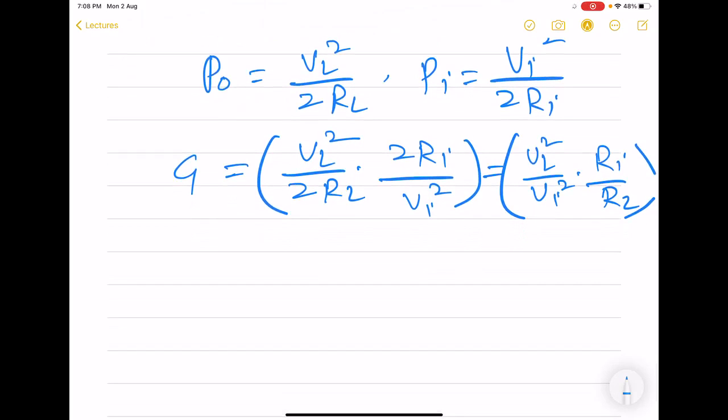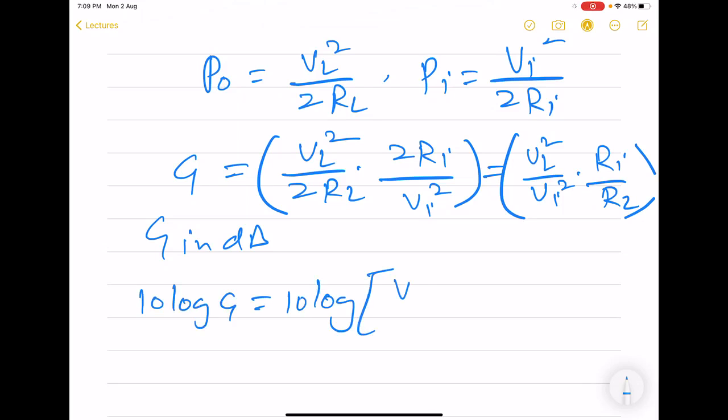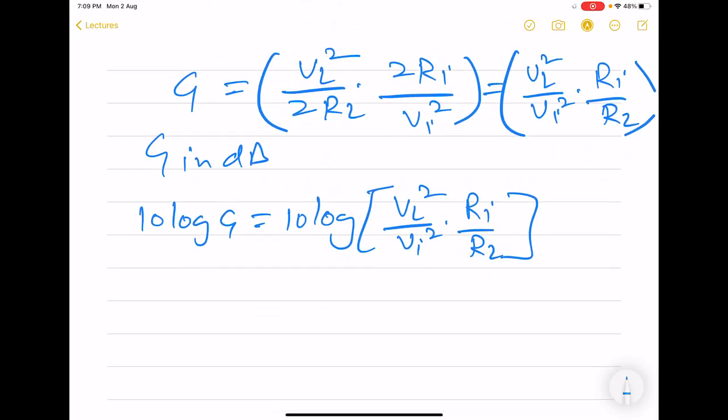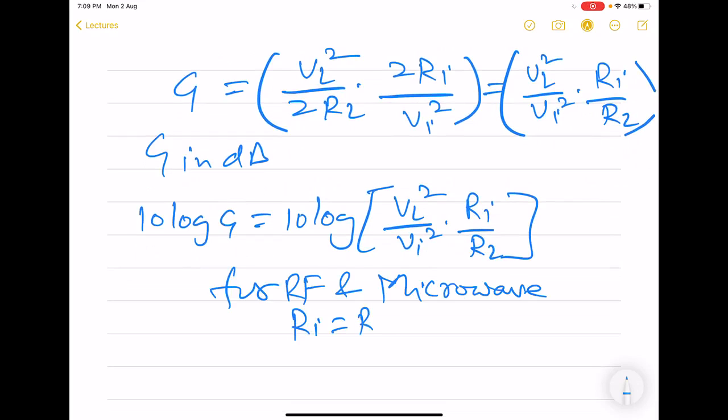And we know that, okay, so now if we want to convert this into dB scale, G in dB, so we take 10 log of G, and this will give rise to 10 log of VL square by VI square dot RI by RL. And we know that for RF and microwave, these resistances are going to be equal and equal to 50 ohm.